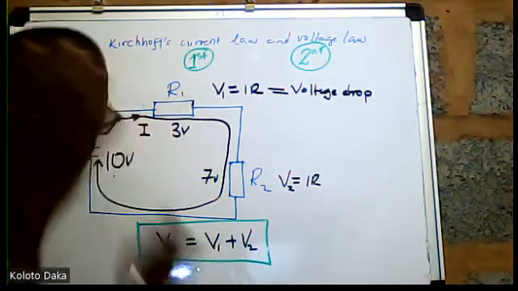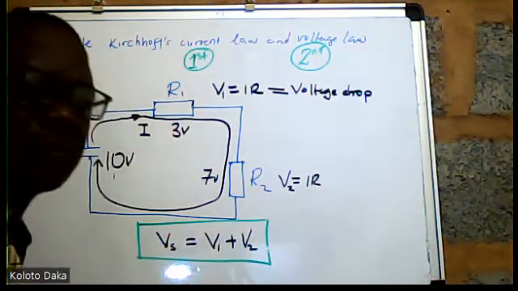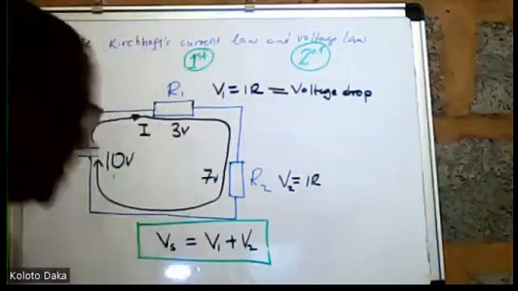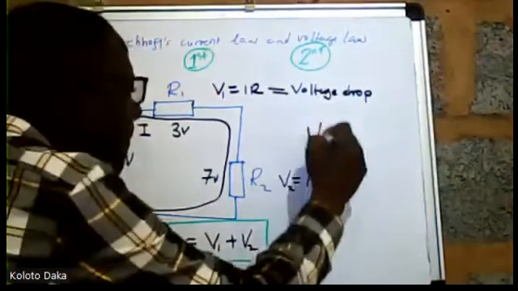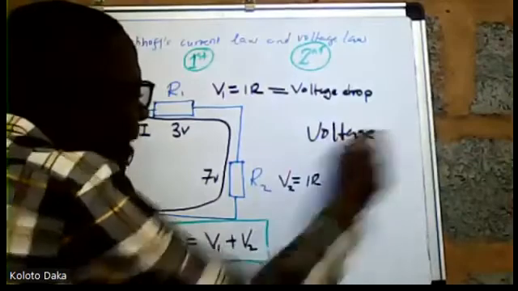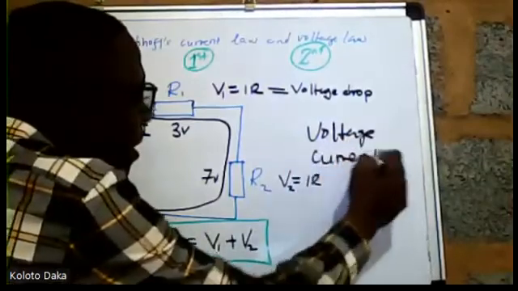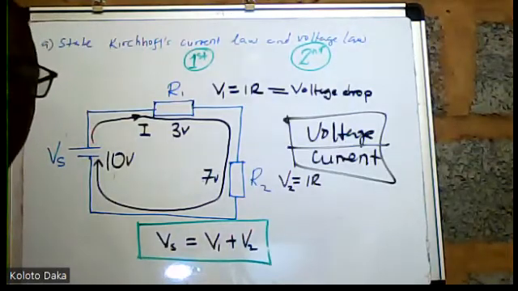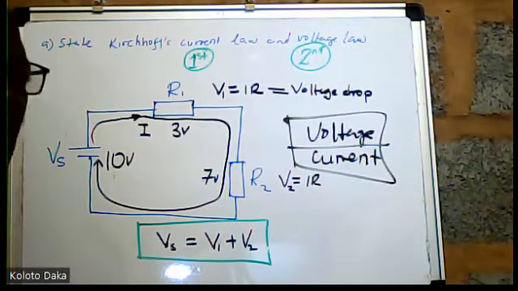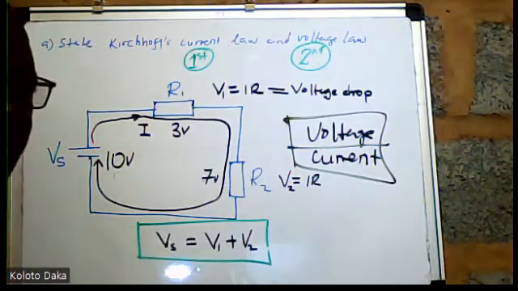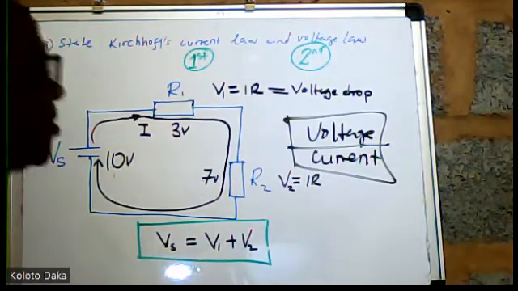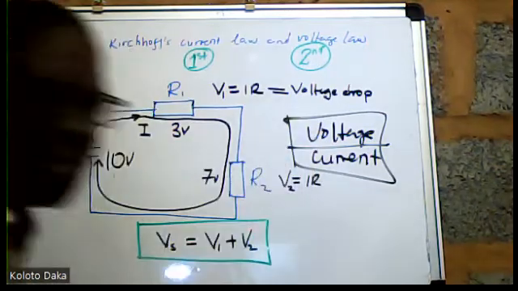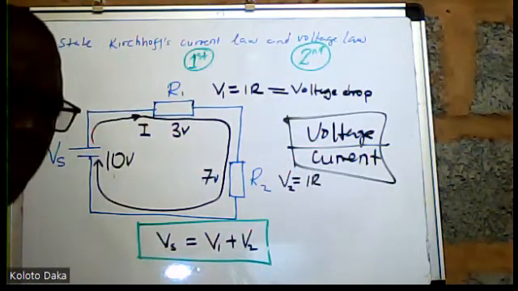So, life is about balancing things. In electrical, we only deal with two quantities, which are voltage and current. This is all about electrical. Whatever we talk about in the electrical is as a result of voltage and current. So, the law that deals with current, we call it the first law. The law that deals with voltage, we call it the second law.